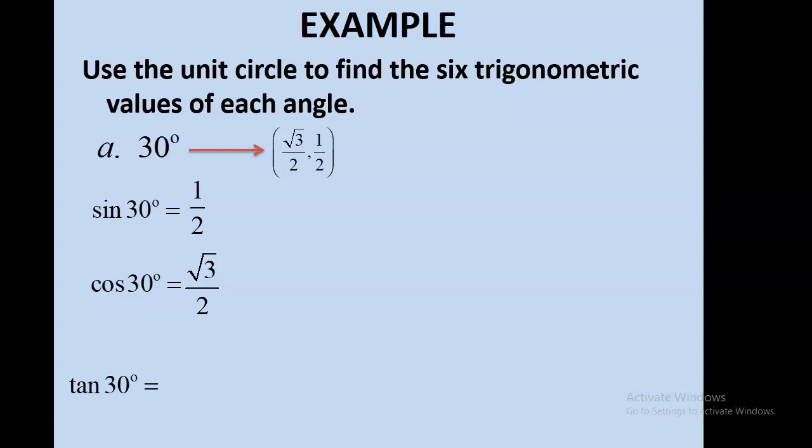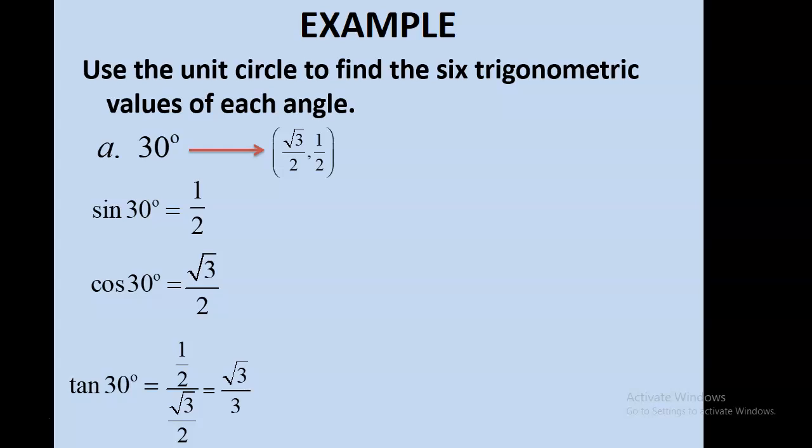Now the tangent of 30 degrees is going to be the y coordinate over the x coordinate, so that's 1/2 over square root of 3 over 2. Now you clean that up, and you get square root of 3 over 3. You flip over the square root of 3 over 2, and you rationalize it out. You cancel out the 2's, and you're left with square root of 3 over 3. I'll let you figure that out.